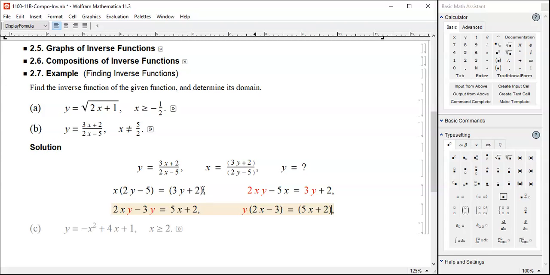That's why removing the denominator, that was pretty much a straightforward thing to do. Why did we break up the parentheses? Why did we take all the y terms on one side? Here is the reason. We wanted to factor y out. Now it's pretty simple. Divide out this 2x minus 3 to the other side, and you're going to get y equals (5x plus 2) divided by (2x minus 3).